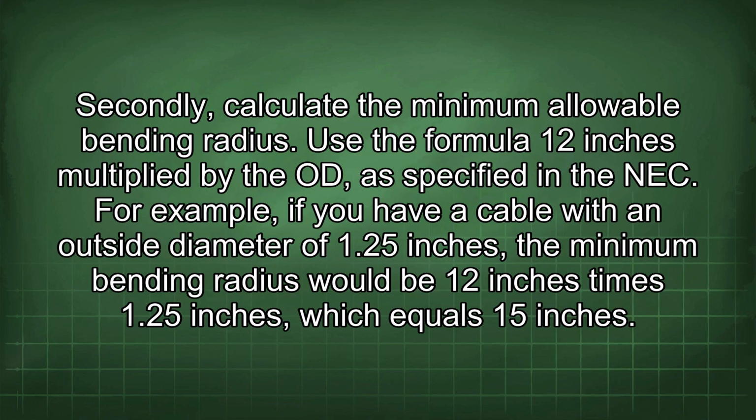Secondly, calculate the minimum allowable bending radius. Use the formula 12 inches multiplied by the OD as specified in the NEC. For example, if you have a cable with an outside diameter of 1.25 inches, the minimum bending radius would be 12 inches times 1.25 inches, which equals 15 inches.